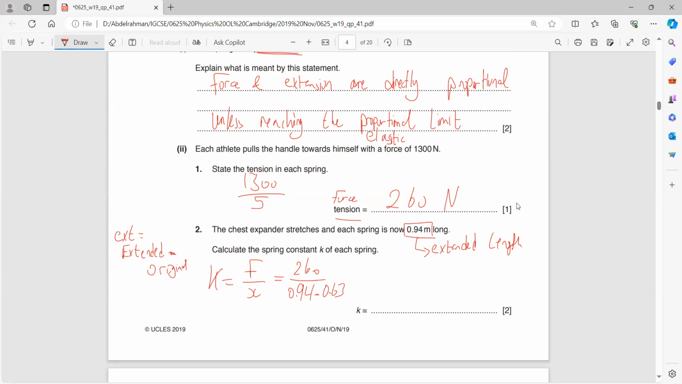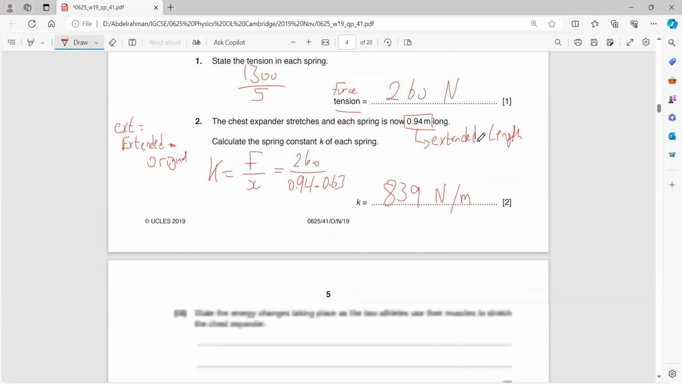So 260 divided by 0.31 gives me 838 or 839. Okay, 839. What is the unit? Can someone tell me the unit of k? These things are very important now. Come on, someone remind me. N over M. Newtons per metre, right? Newtons per metre. Bravo.